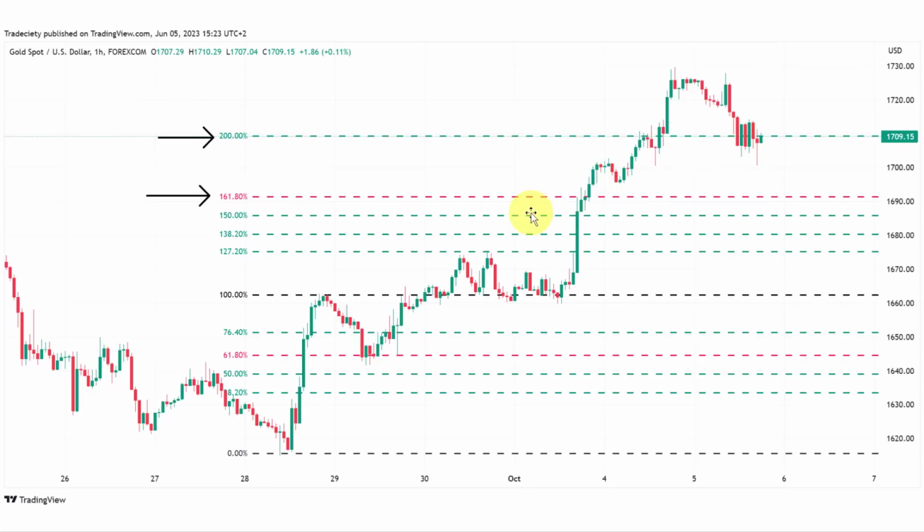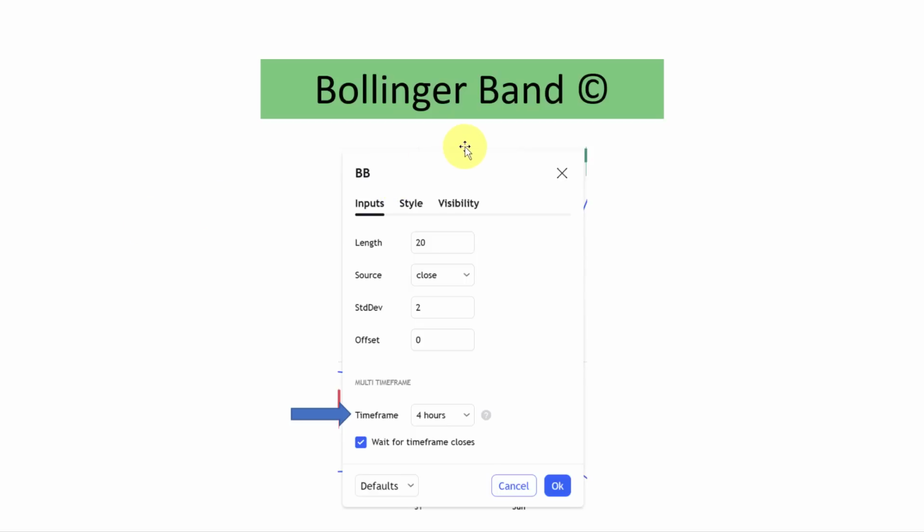So looking at Fibonacci extensions for targets can really enhance your understanding of trends and help you plan a more objective trend following exit approach. And finally, I love Bollinger Bands. Bollinger Bands can be used in many different ways. I like to use it for reversal trades.